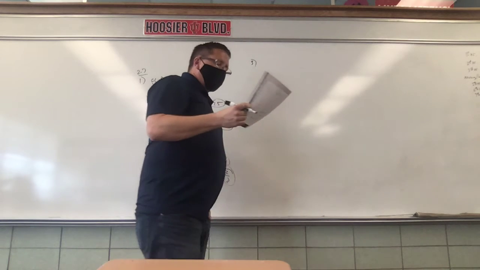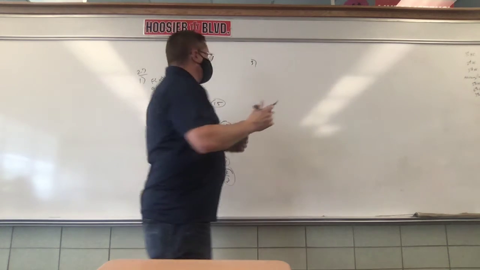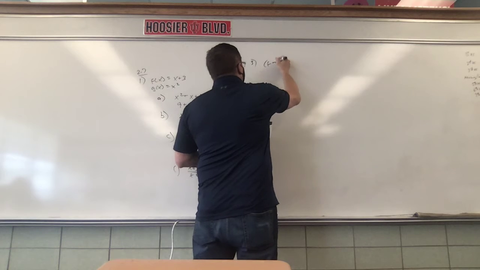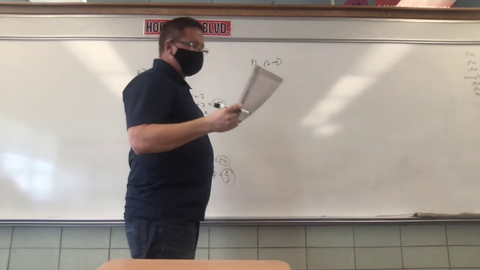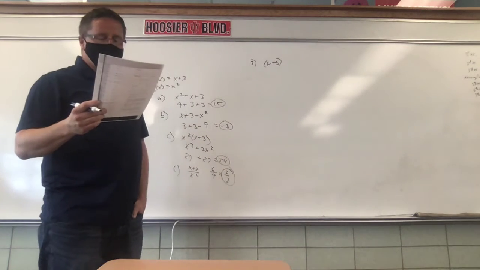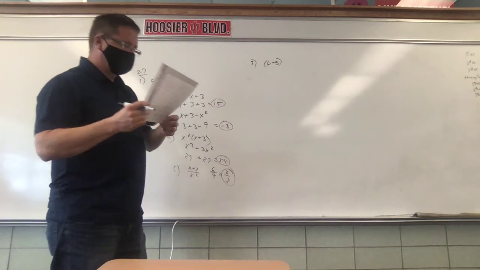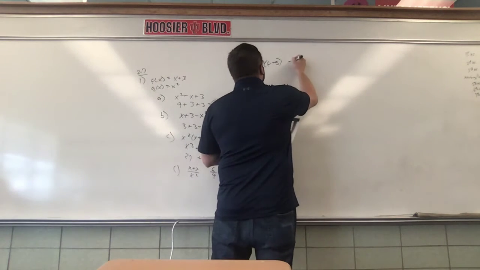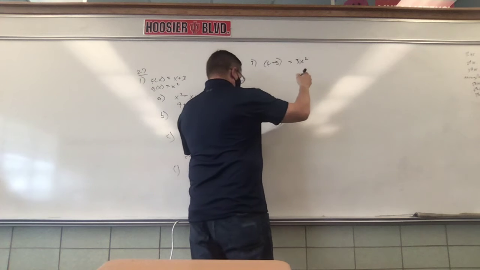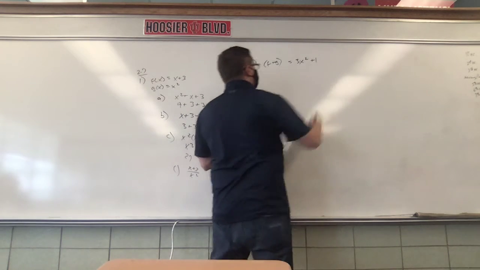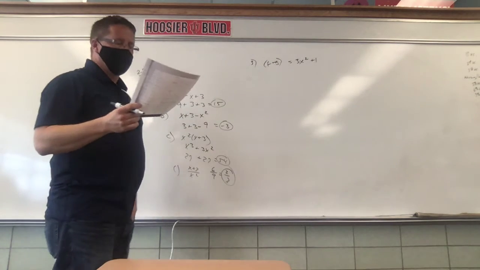Okay, so this first part, f plus g. I'm not going to show my work on this one. You should be able to do that in your head. If I add x squared plus 2 and 2x squared minus 1, we're going to have 3x squared plus 1. We'll do the domains at the very end.